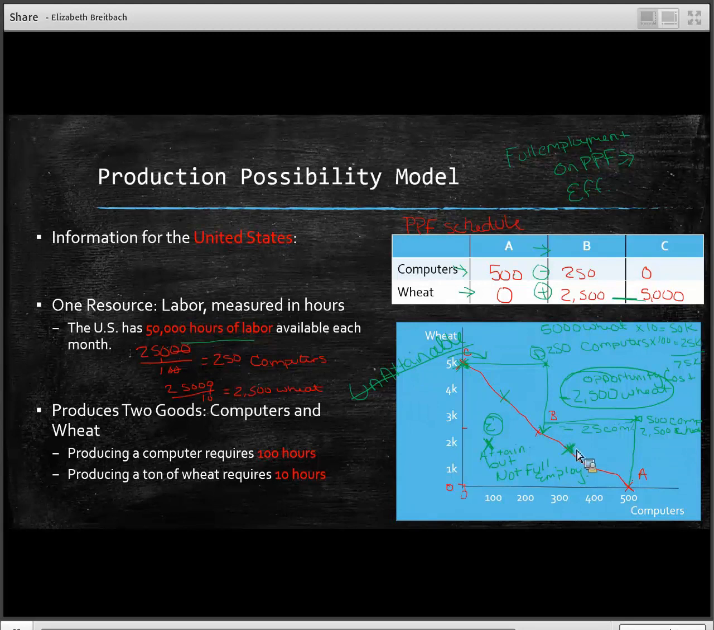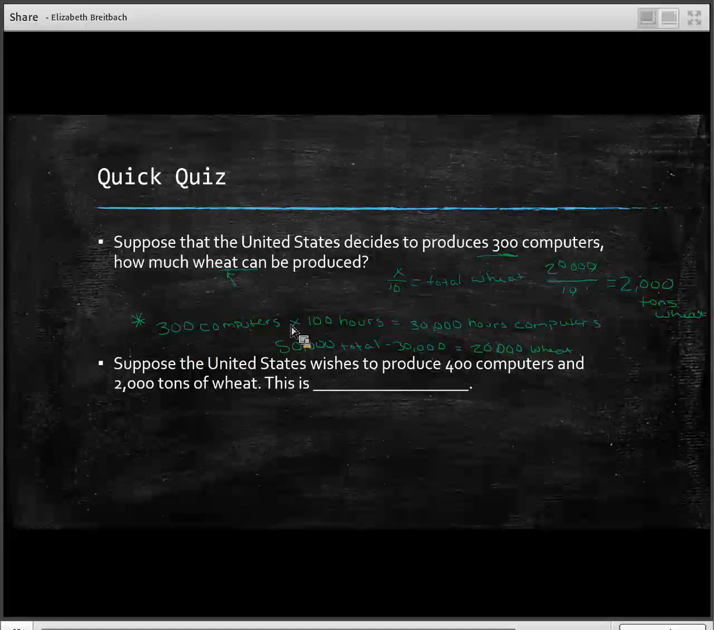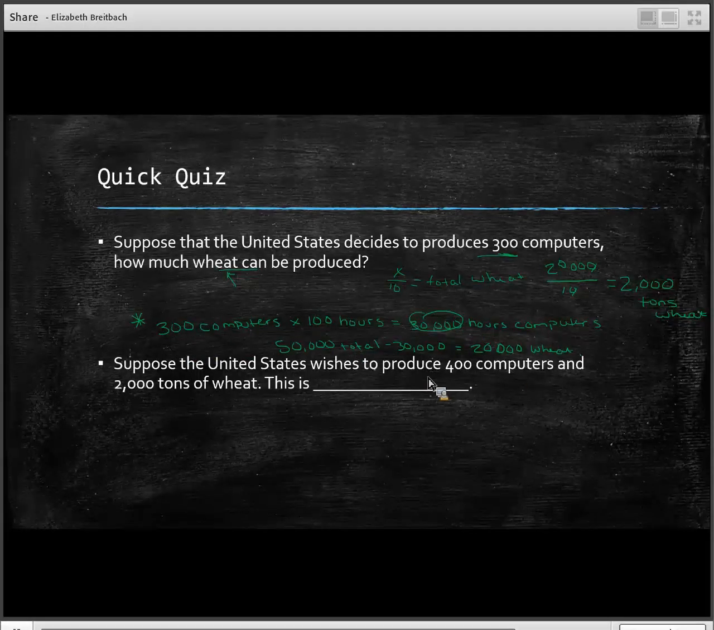Okay, so another point on our production possibility frontier, again, we have to figure out how much time we're devoting towards the production of computers. After we determine that we're using 30,000 hours to produce computers, we see how much time we have left for wheat, and in that amount of time, how much wheat can we produce?